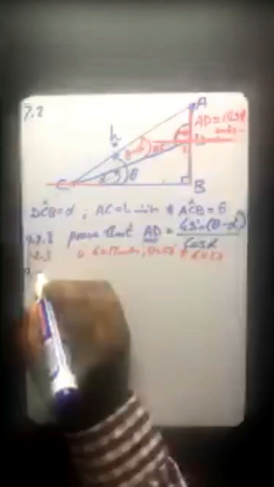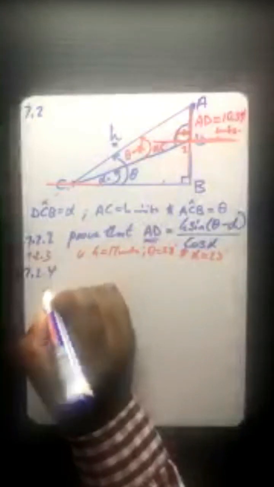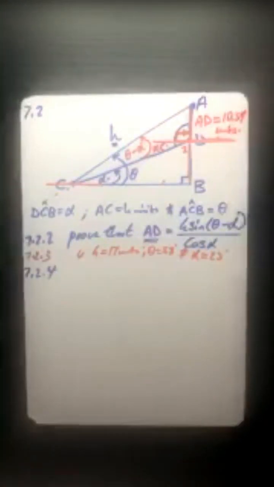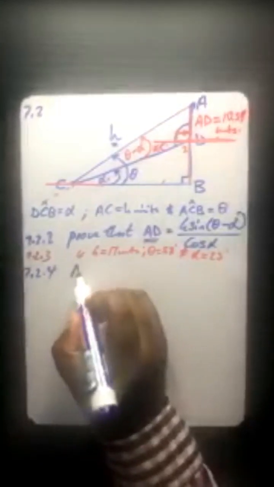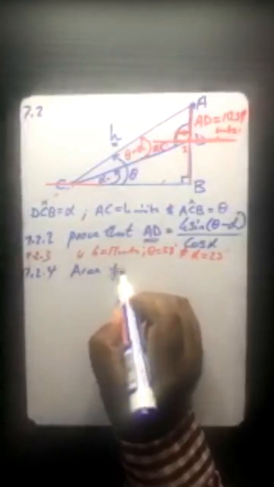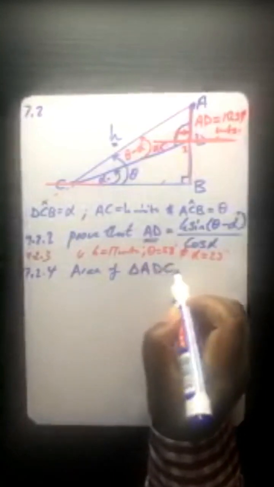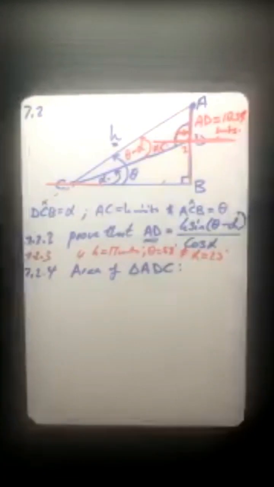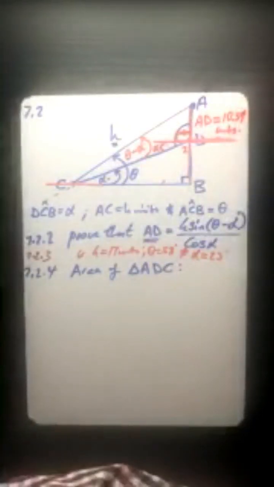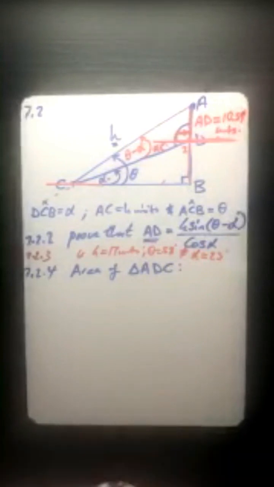So now let's have a look at 7.2.4, where the examiner wants you to calculate the area of triangle ADC. Anyone who would like to suggest how we are going to calculate the area of that triangle?